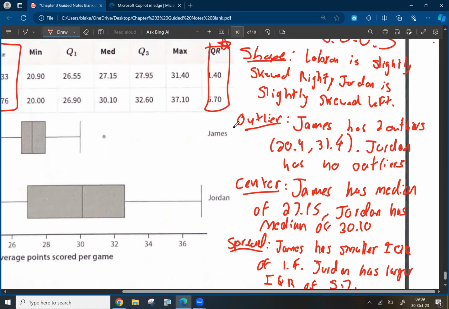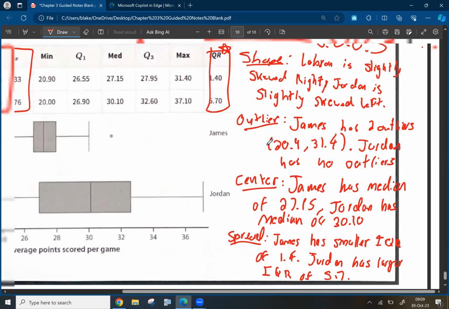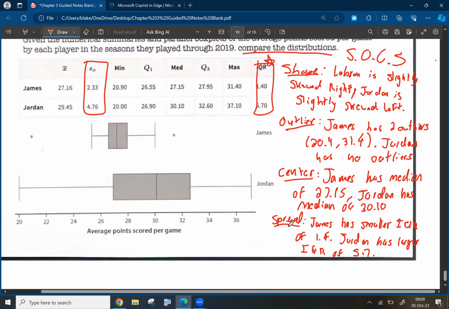All right. So again, SOCS: shape, outlier, center, and spread. Just remember center and spread are dependent upon the shape. So if it's skewed, you're going to use median and IQR. If it's symmetrical, you would use mean and standard deviation. All right, and again, all those values were there.